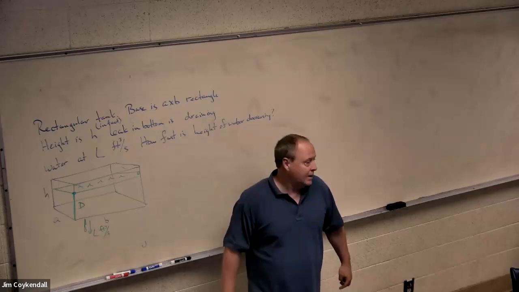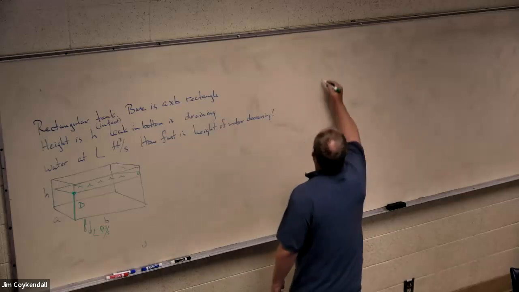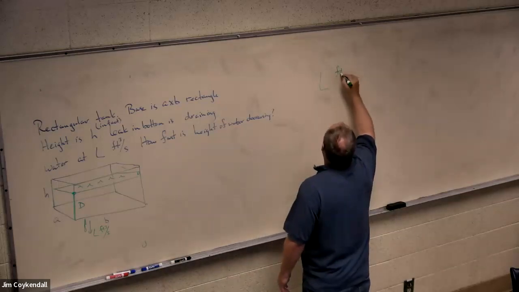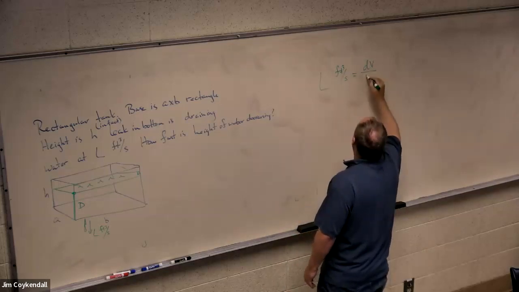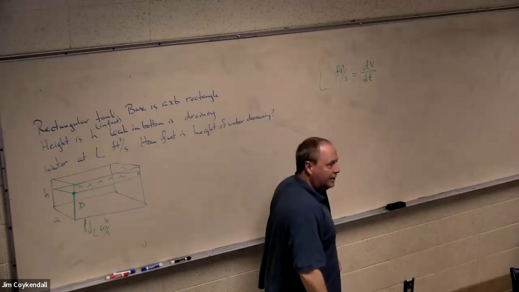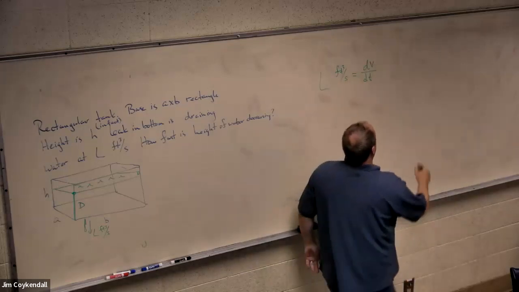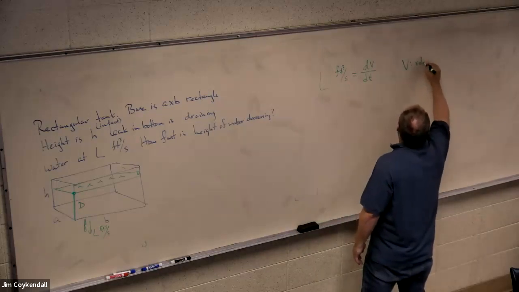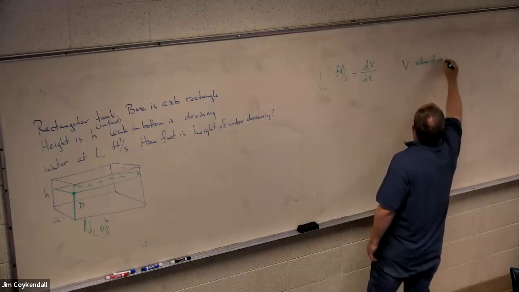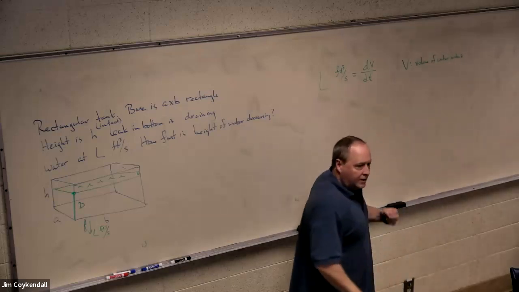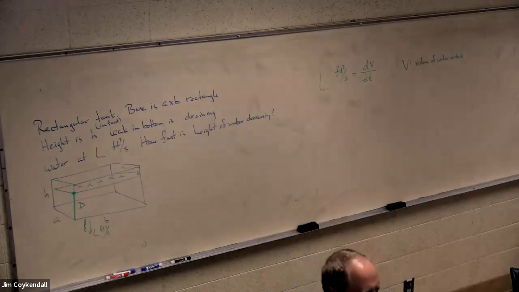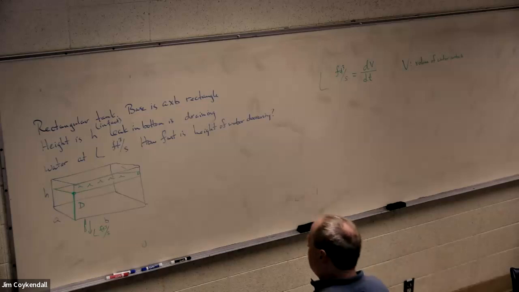Everybody agree with that? So this L, cubic feet per second, is the change of the volume with respect to time. Or V is the volume of water. The change of the volume of water in the tank is equal to the leak rate. Do I agree with that? Okay, so this is one of those related rates problems.